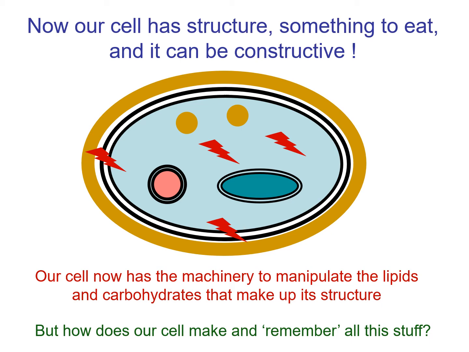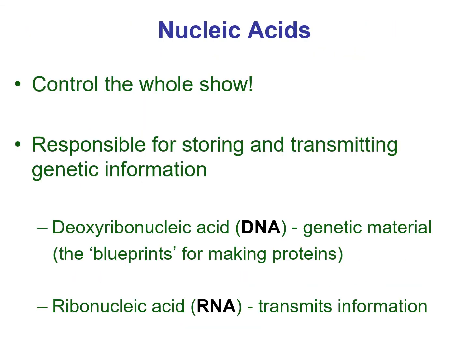We have one last thing we have to do, and that is we have to provide the cell with blueprints that it can pass on to the next generation of cells or the next generation of individuals. To do that, of course, requires nucleic acids. Nucleic acids store information, and the information they store is information needed to make proteins. So they're responsible for storing that information. Proteins are made, and then the proteins do everything else. The proteins make carbohydrates, the proteins make lipids, etc. Nucleic acids are responsible for storing and transmitting genetic information from generation to generation.